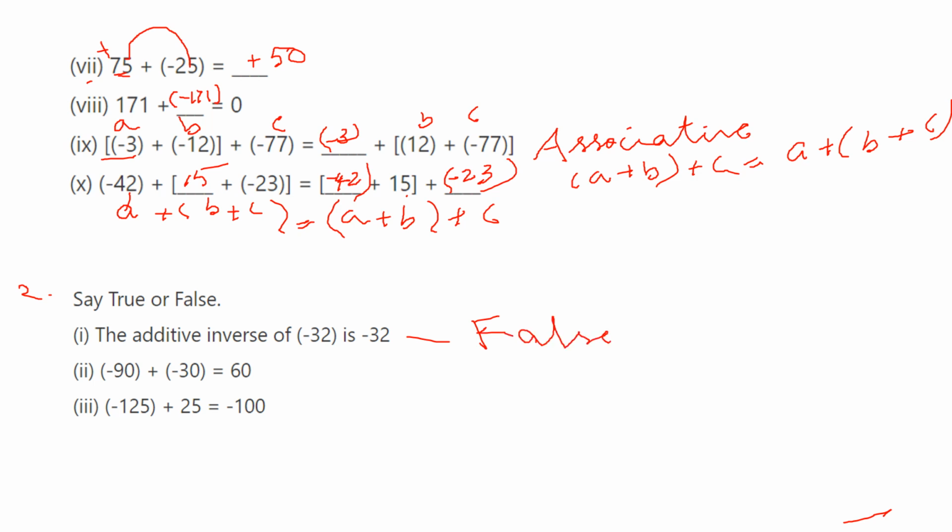Next one, minus 90 plus minus 30 equal to 60. This is also wrong because we have to add the numbers and put the minus sign. Here, given 60, that is wrong. False.